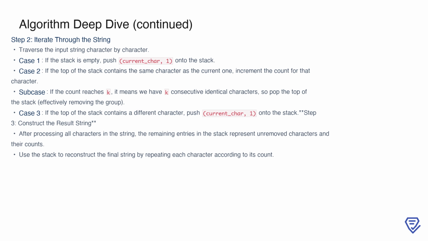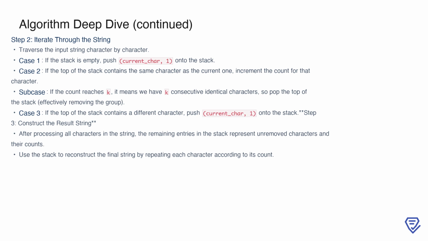Now, let's talk about how we process the string using the stack. As we traverse the string character by character, we handle three main cases. First, if the stack is empty, we simply push the current character along with a count of 1 onto the stack. Second, if the character at the top of the stack matches the current character, we increment its count. If this count reaches k, it means we have k consecutive identical characters, so we pop that entry from the stack, effectively removing the group. Third, if the top of the stack contains a different character, we push the current character with a count of 1 onto the stack.